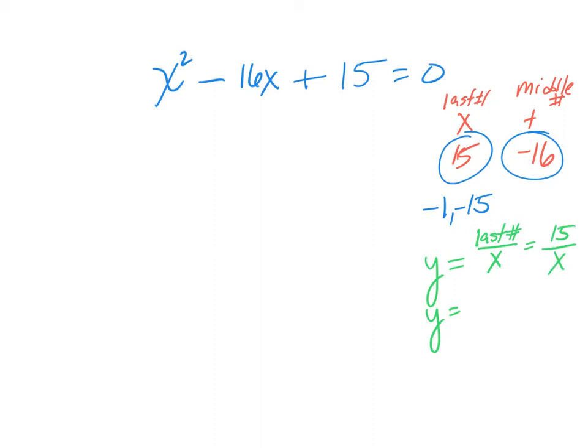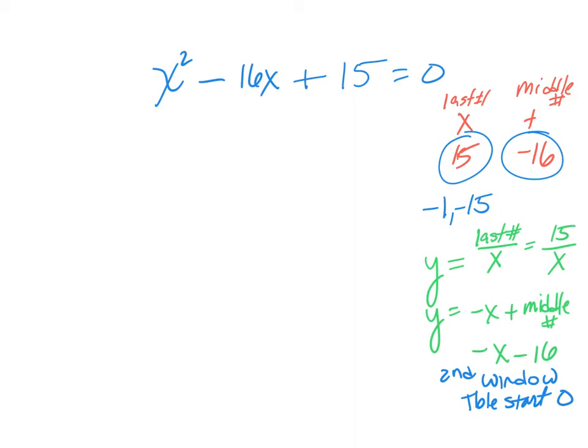On your second y equals screen, you're going to put negative x plus the middle number, which is negative x minus 16. Now, once you have those two equations in your y equals screen, 15 over x and negative x minus 16, you're going to hit second window and start at 0, table start.